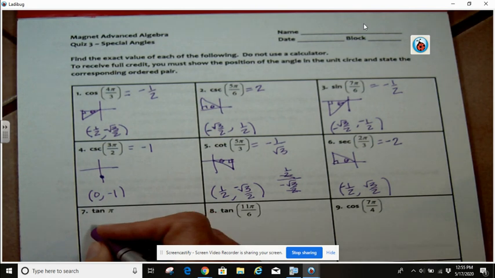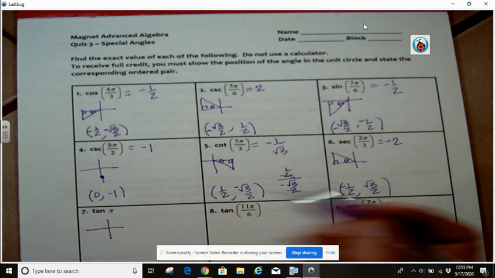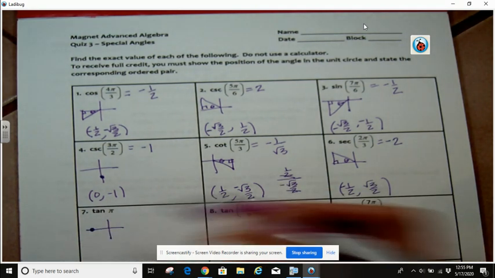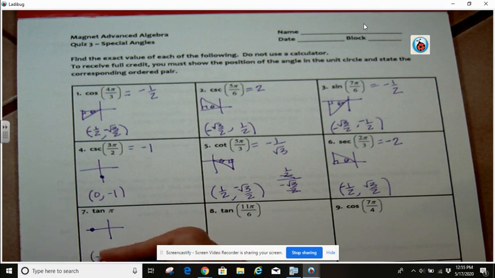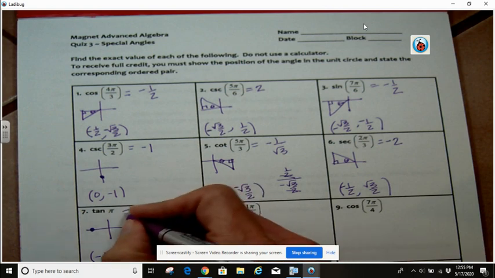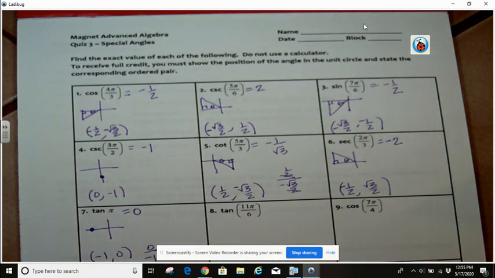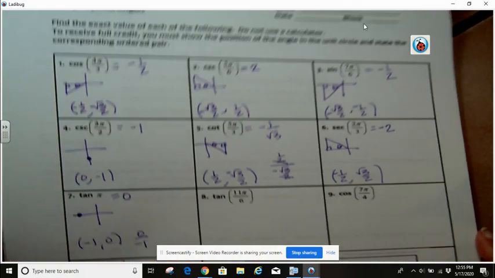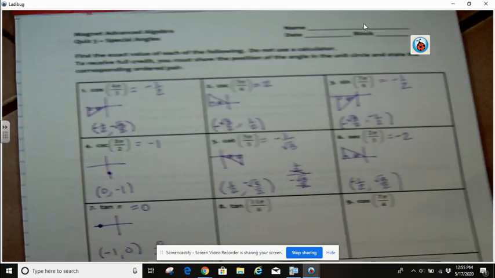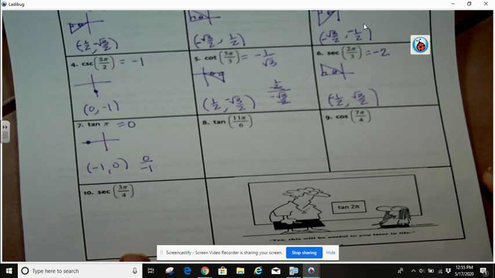Tangent of pi. Pi is another axis angle. It's right here, no triangle. The ordered pair is negative 1, comma 0. Tangent is sine divided by cosine, or y divided by x. So 0 divided by negative 1. 0 divided by anything is 0. If 0 is under the line, it's undefined, but 0 divided by anything is 0.